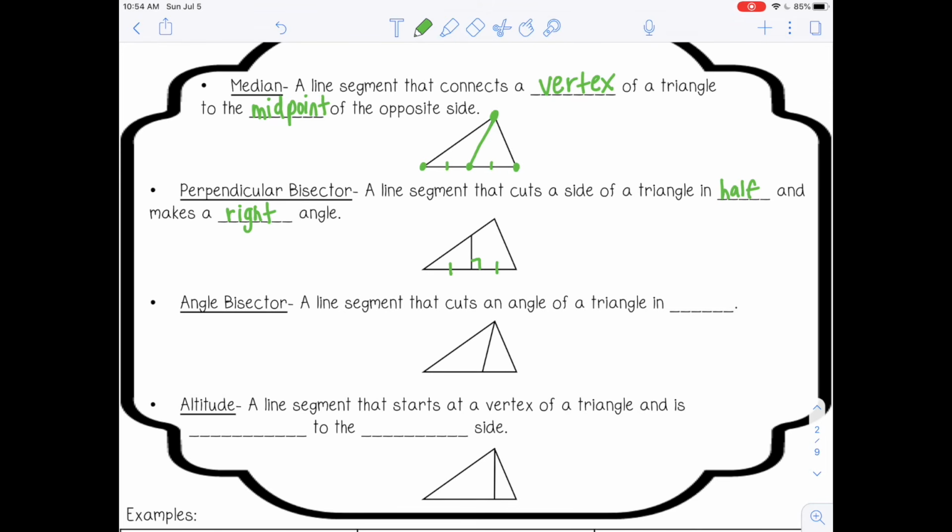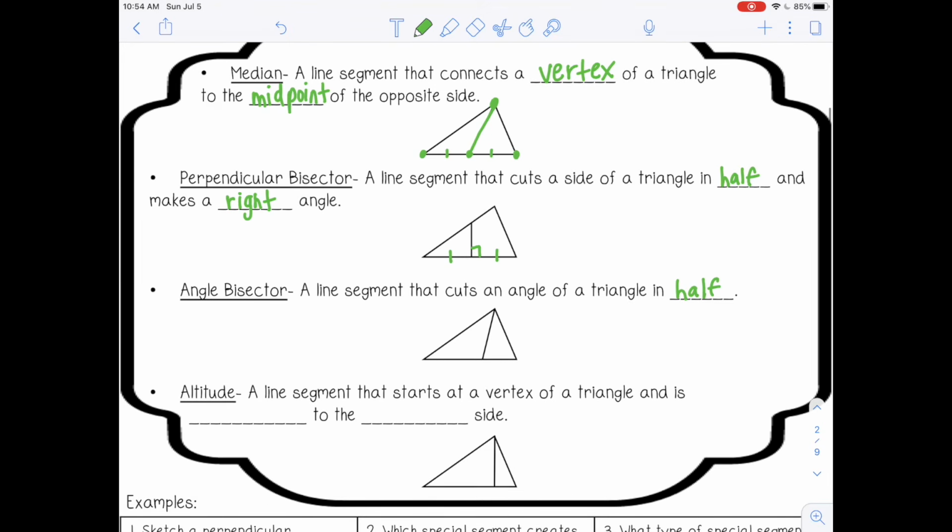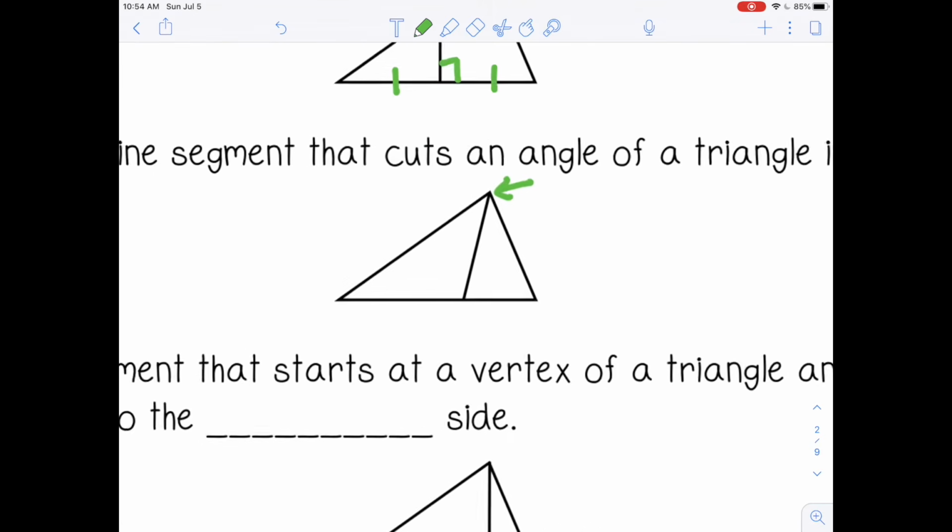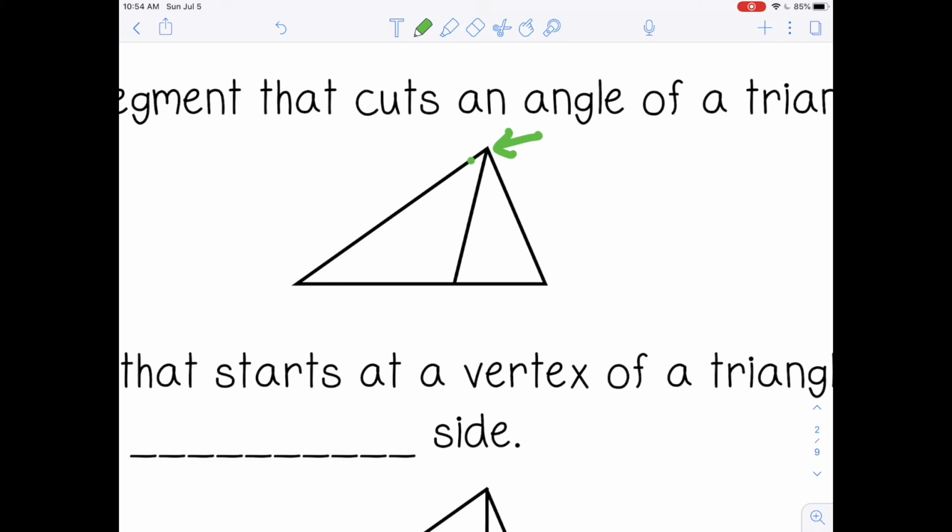It's a bisector. The next one is an angle bisector, and that is a line segment that cuts an angle of a triangle in half or into two equal pieces. So this angle here has been cut into two equal pieces. Let me zoom in here. So that means that this piece and this piece are congruent.